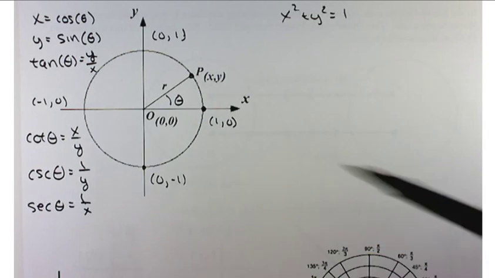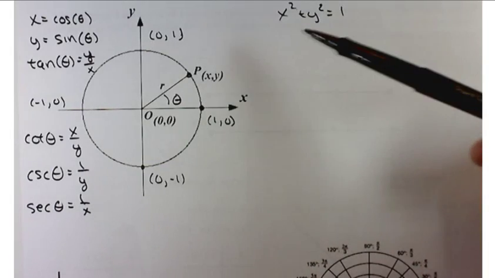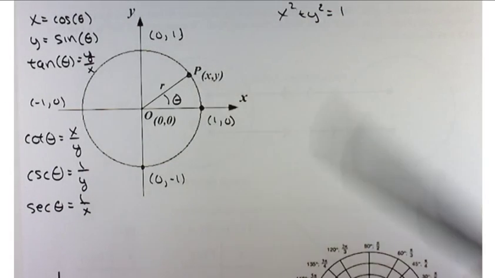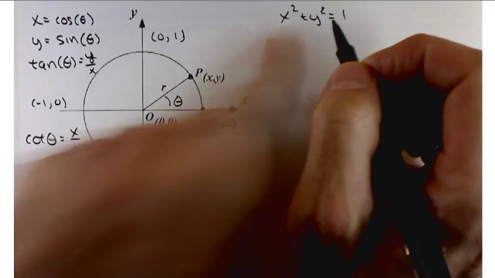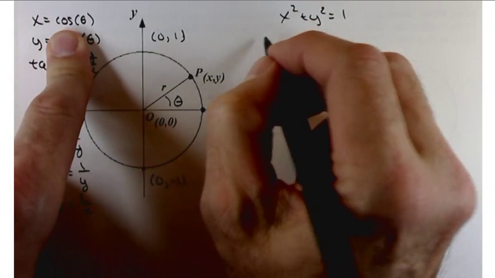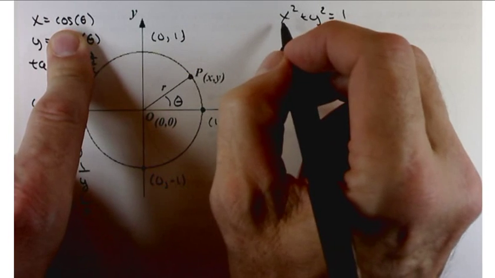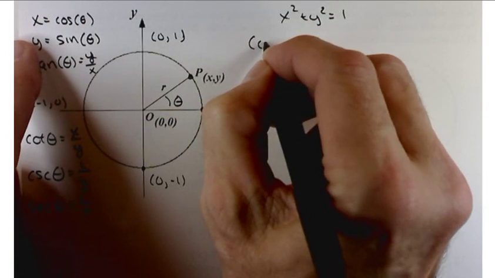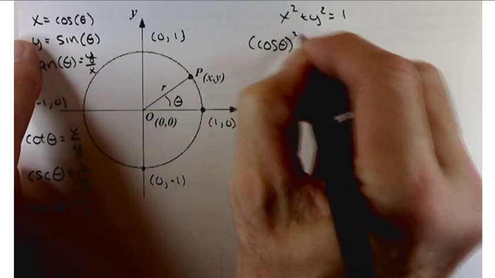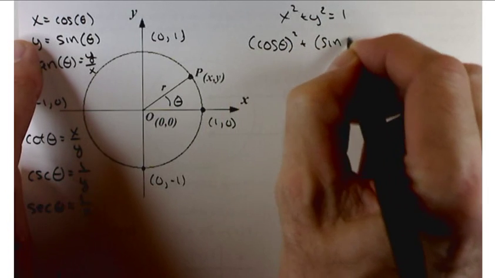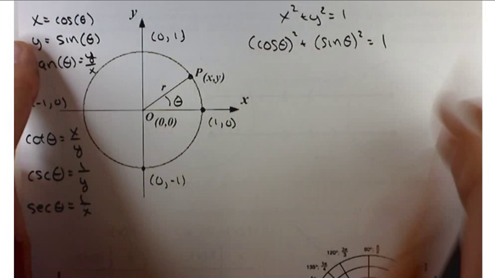Now, one of the first things I'm going to do here is use these to derive a very basic identity. There's not too many identities that I'm going to ask you to just flat out know, but this is one of them. And not only should you know it, but you should know how to manipulate it. So let's start by recalling this definition that cosine of theta is x. So this is really cosine of theta quantity squared plus sine of theta quantity squared equals 1.